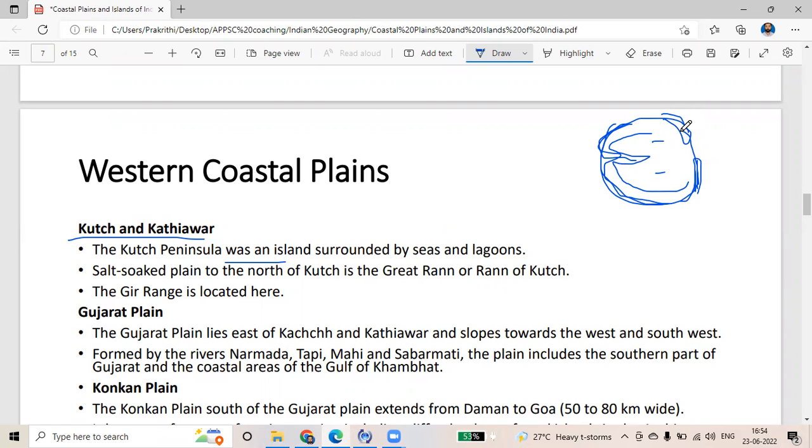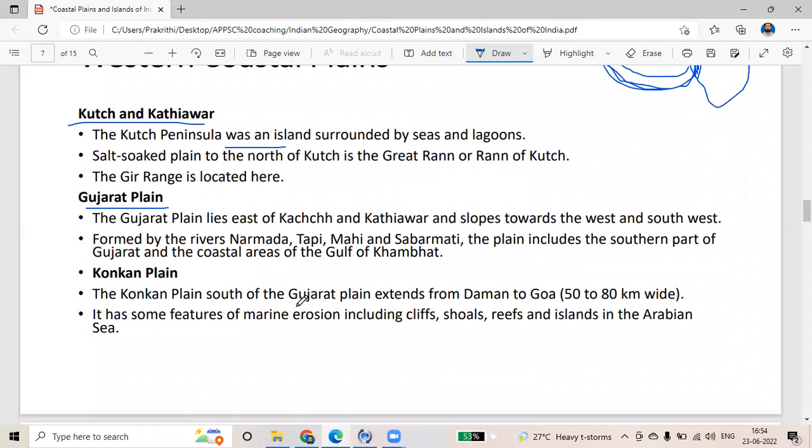Then to the east of this Kathiawar, in this region, you can see the Gujarat plain. It lies east and southeast of this Kutch and Kathiawar plain area. It slopes towards the west. This is its slope, from here like this. This Gujarat plain has been created by the Narmada, Tapti, Mahi and Sabarmati rivers.